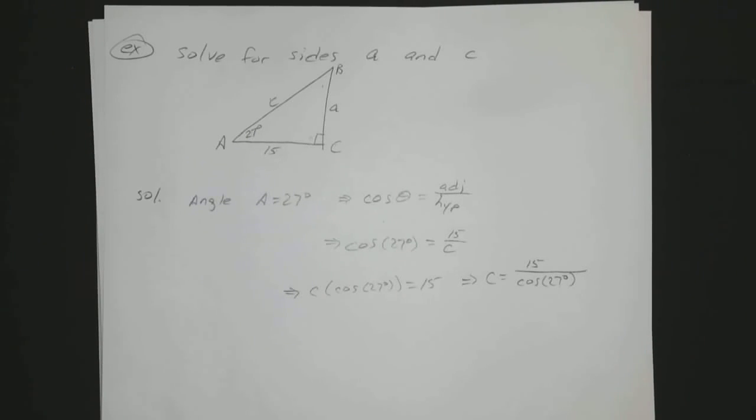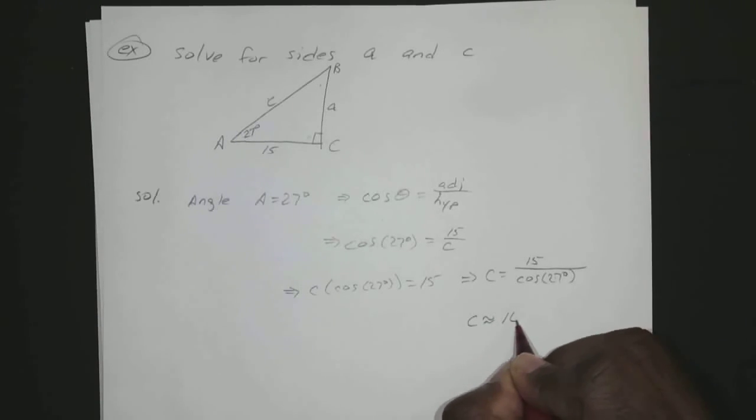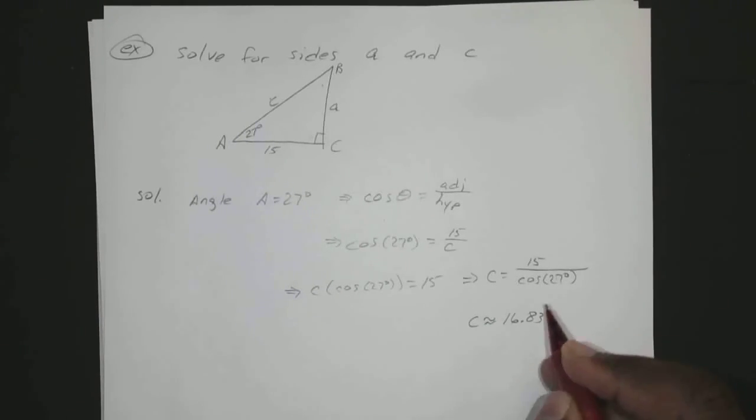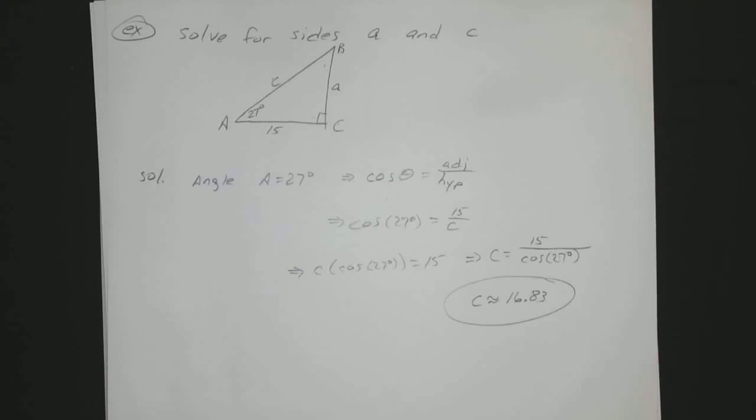Okay. Now on the homework, they want you to plug it into a calculator and give you the actual value. So that would give you C is equal to 16.83. Okay, so we have our C. So now we just have to solve for A.